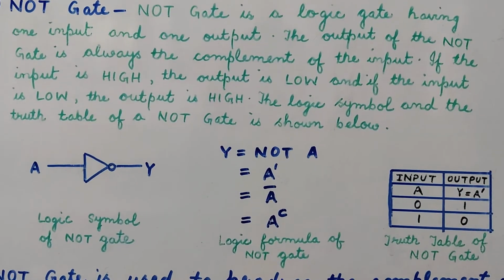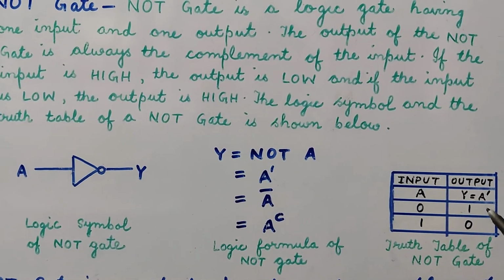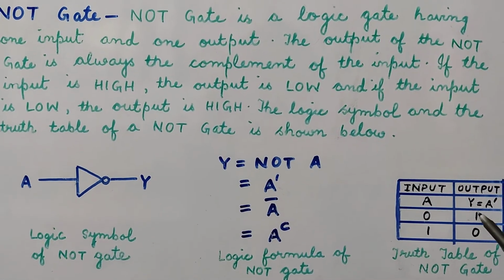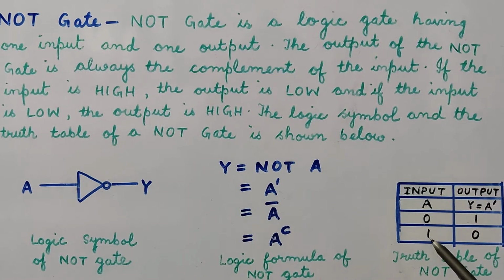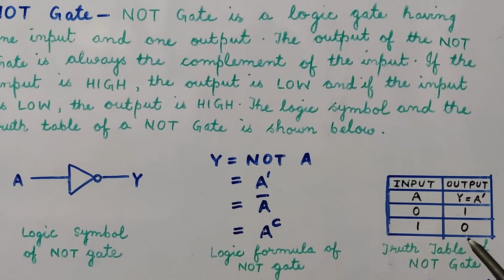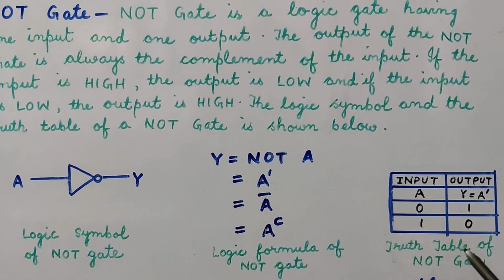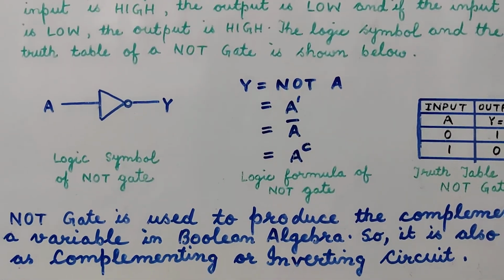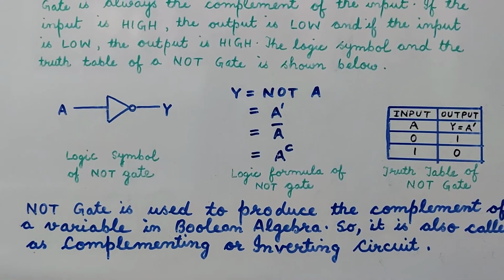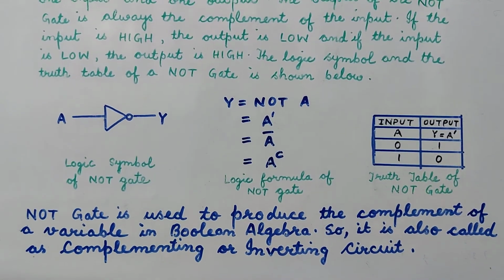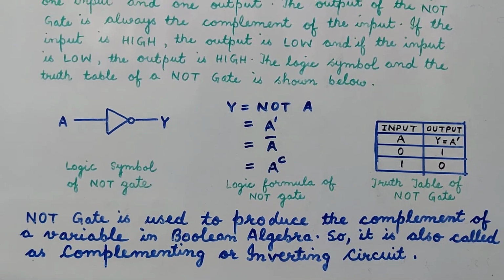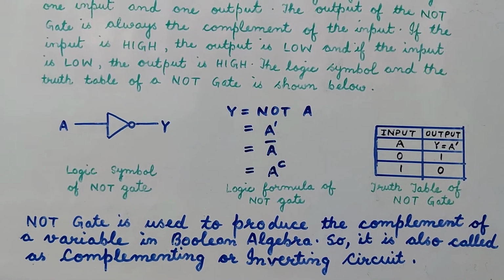If we draw the truth table of the NOT gate, then we find that when the value of A is 0, the value of the output is 1. Whereas if the value of input A is 1, then the value of the output is 0. So we find that the NOT gate is used to produce the complement of a variable in Boolean algebra. So it is also called a complementing or inverting circuit.